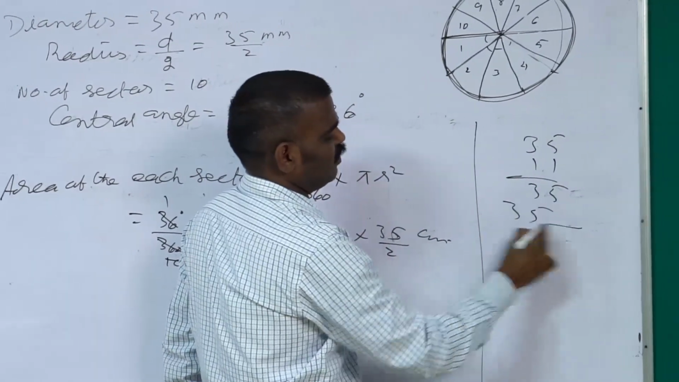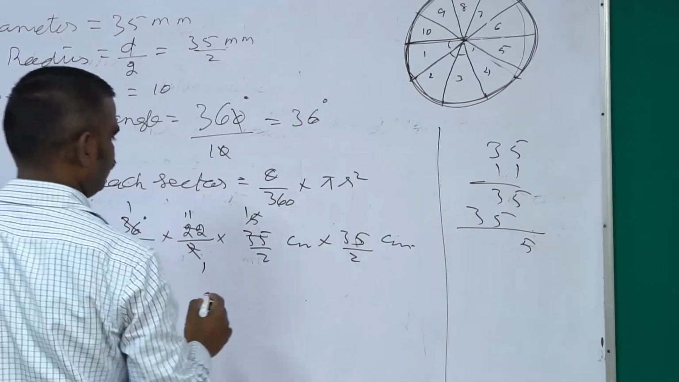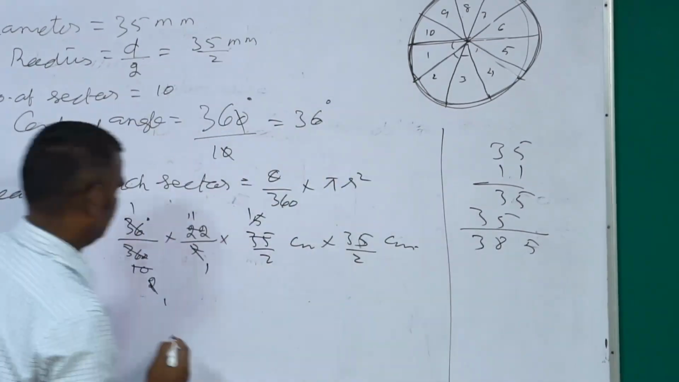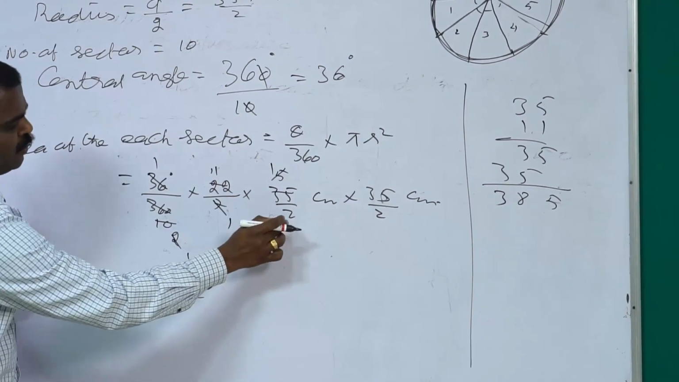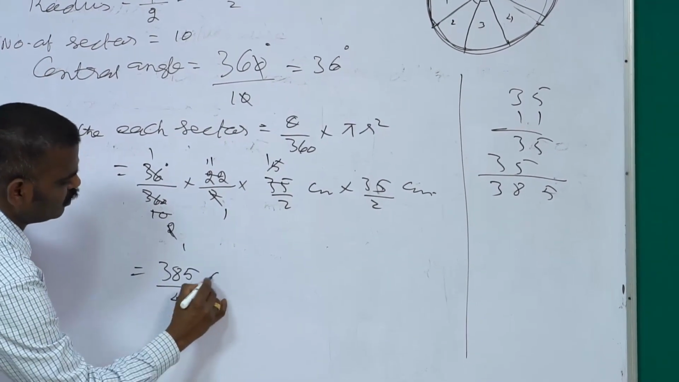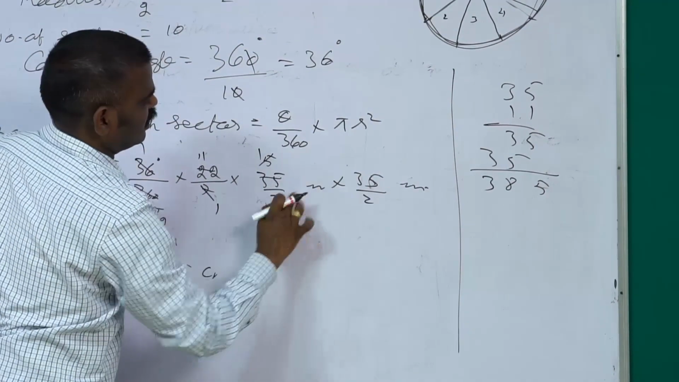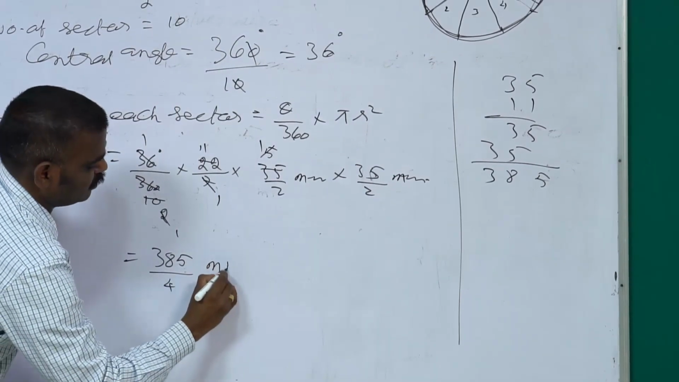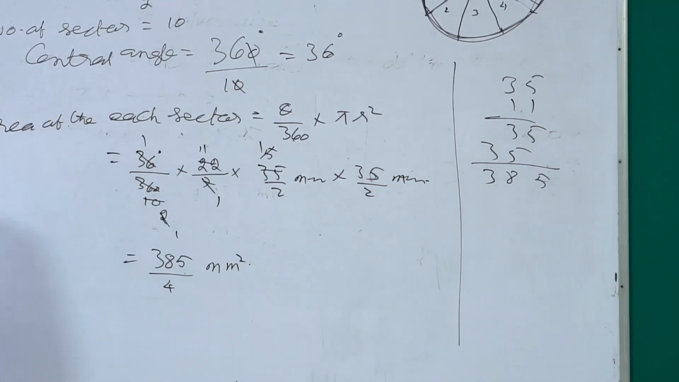35, 35. 5, 5, 8, 3. How much? 385 by denominator how much? 2 into 2? 4. Millimeter. It's not a centimeter, it's millimeter. Millimeter square. Okay, children, complete the answers.